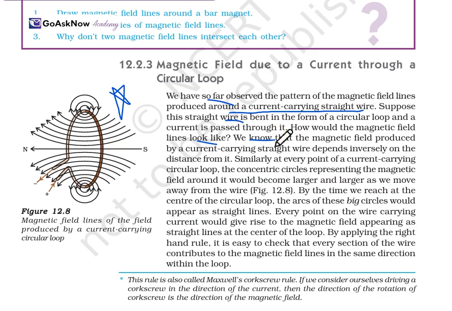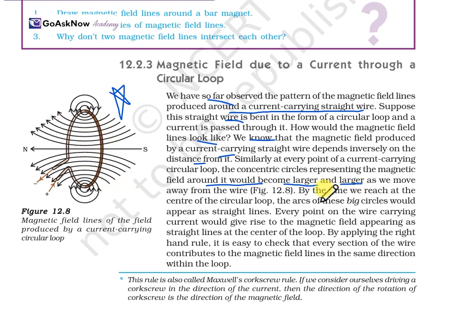We know that the magnetic field produced by a current carrying straight wire is inversely proportional to the distance from it. Similarly, at every point of the current carrying circular loop, the concentric circles representing the magnetic field around it would become larger and larger as we move away from the wire. Once we move away, the size will increase.